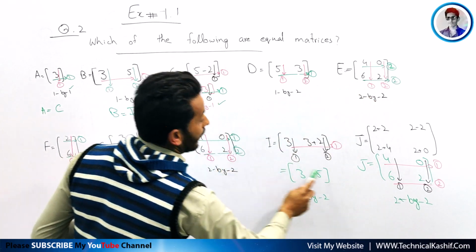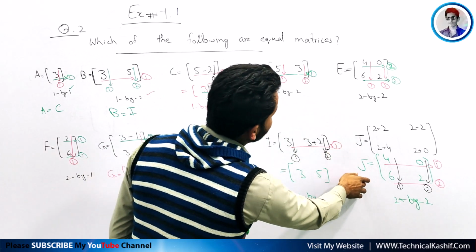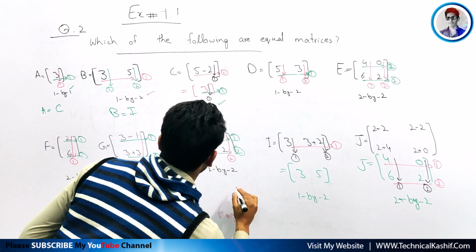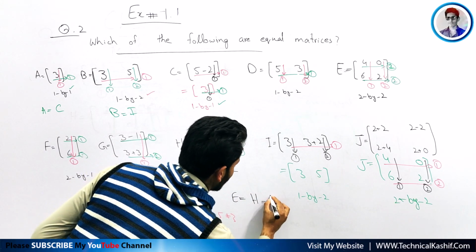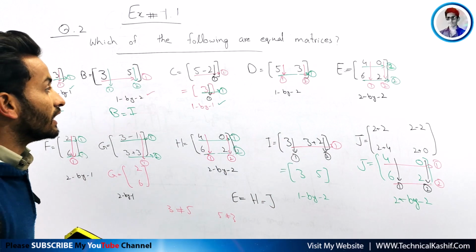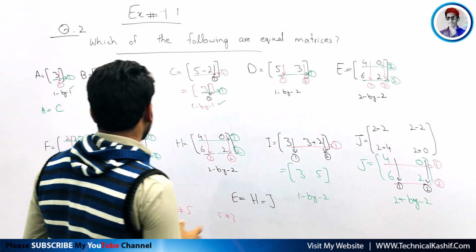2, 2 and 2. So all these matrices have the same entries and the same order. So E is equal to H is equal to J. These three matrices are equal to each other. E, H and J are equal to each other.